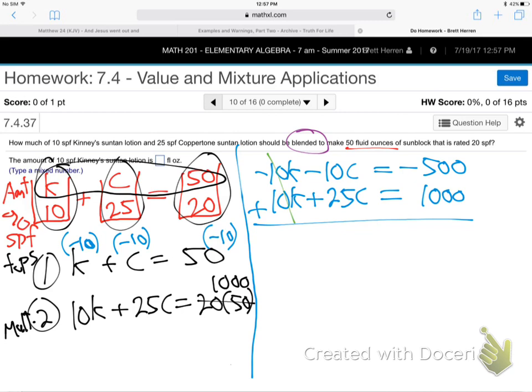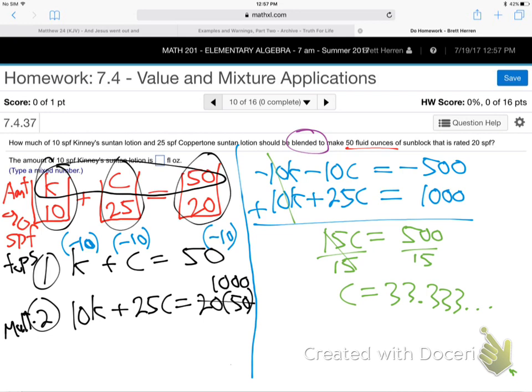K's cancel. What do we get? 15C is 500. Oh, we're going to get an ugly answer, huh? Divided by 15. What does the calculator tell you? 33.333. Oh, yeah. And remember what we talked about? Because they want a mixed number. If you look back over here, they want a mixed number. So that's 33 and a third.